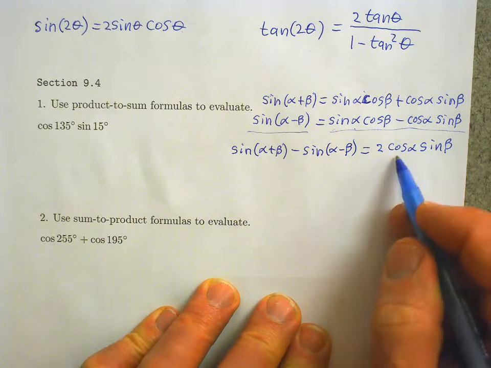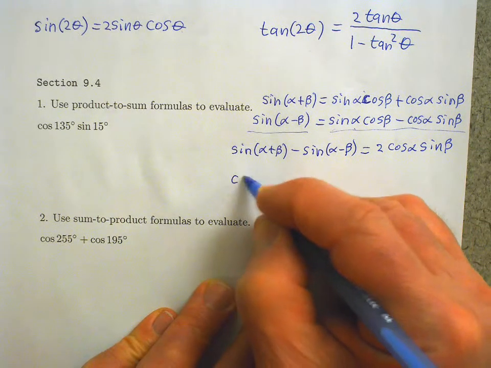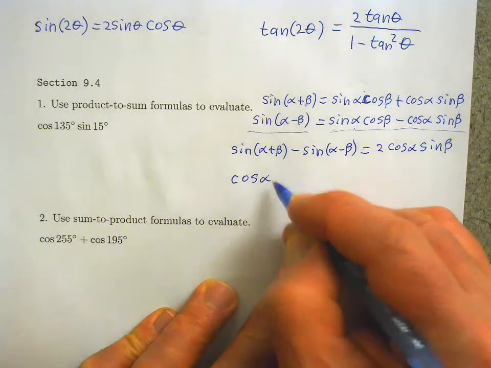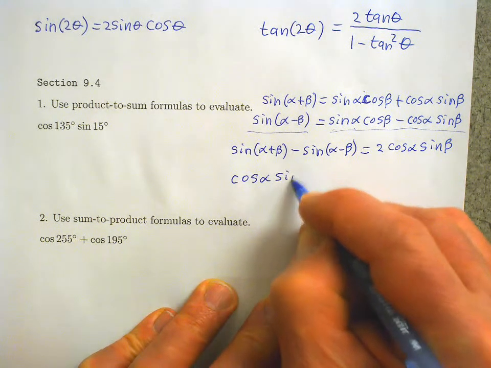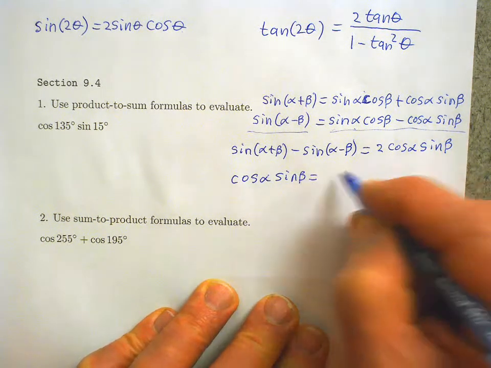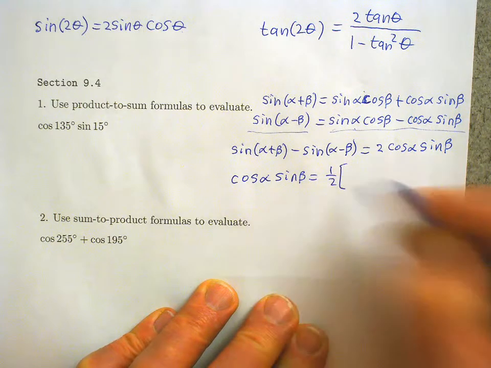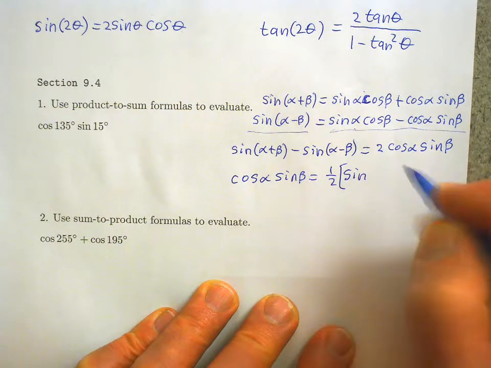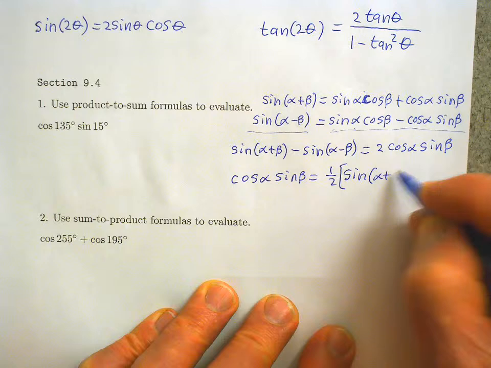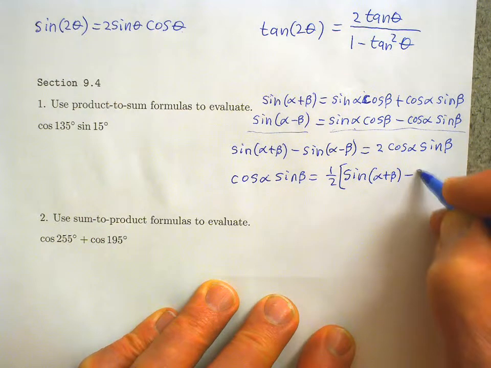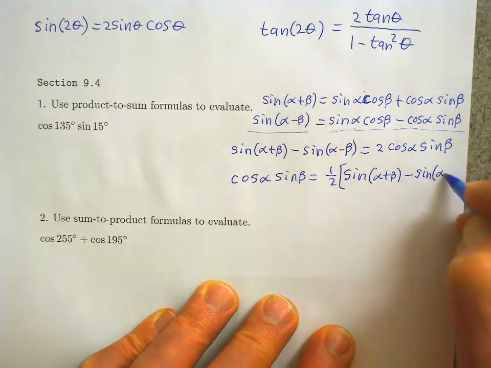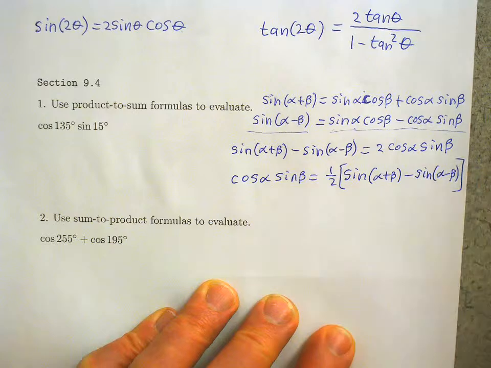And then if we divide both sides by 2, we have the formula that we want: cosine of alpha times sine of beta is equal to 1/2 times sine of alpha plus beta minus sine of alpha minus beta.